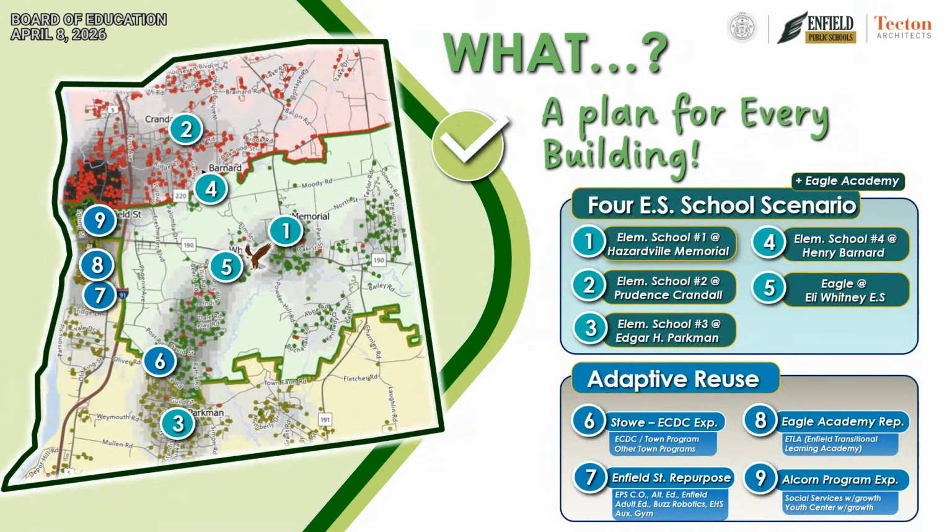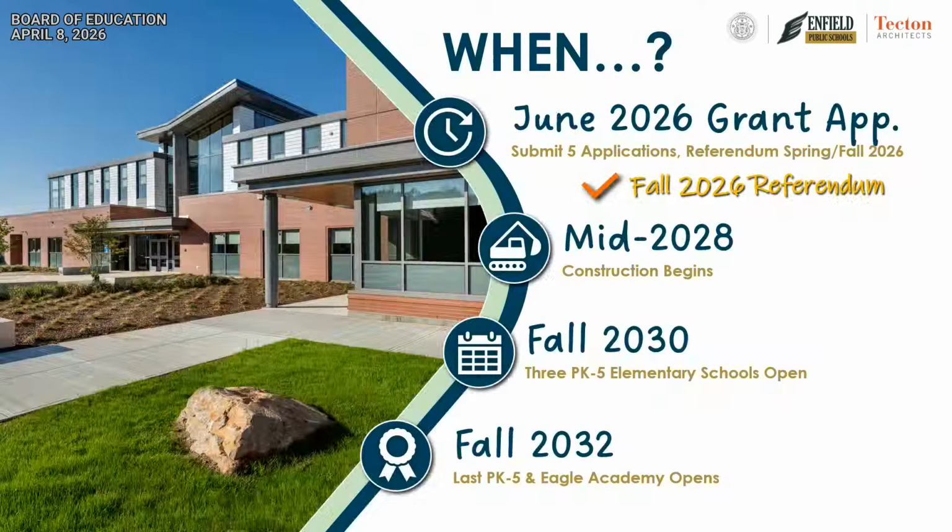So what this plan includes is essentially the 4 pre-K to 5s and Eagle at Eli Whitney, and then the potential for, in a future phase, adaptive reuse of 4 other buildings that you see in the district today. So again, a long-range plan, a holistic approach for your community.